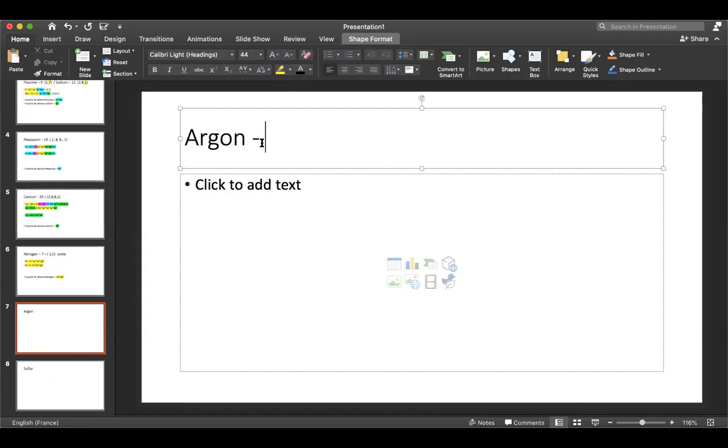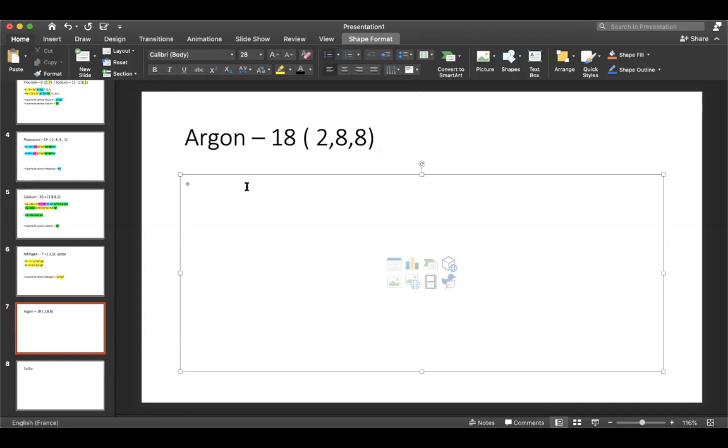Argon is number 18. And the electron configuration is 2, 8, 8, isn't it? Yes. So using your method, it will be 1s, 2s, 2p, 3s, 3p.